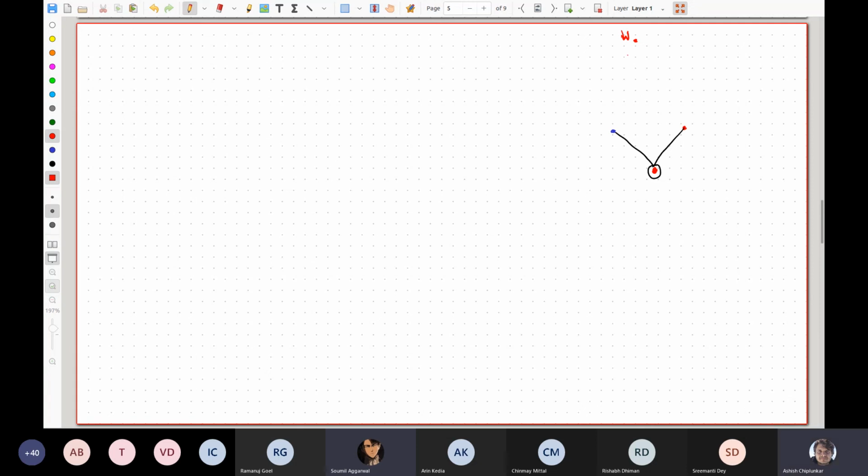If some vertex is in both sets, then you have an even length walk from W to that vertex, and you also have an odd length walk from W to that vertex. So therefore, the graph contains an odd length closed walk. Lovely. Yes, very nice. Rishabh?